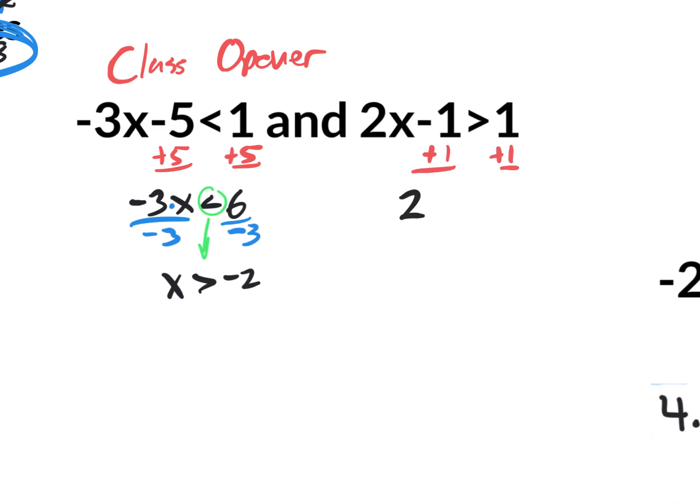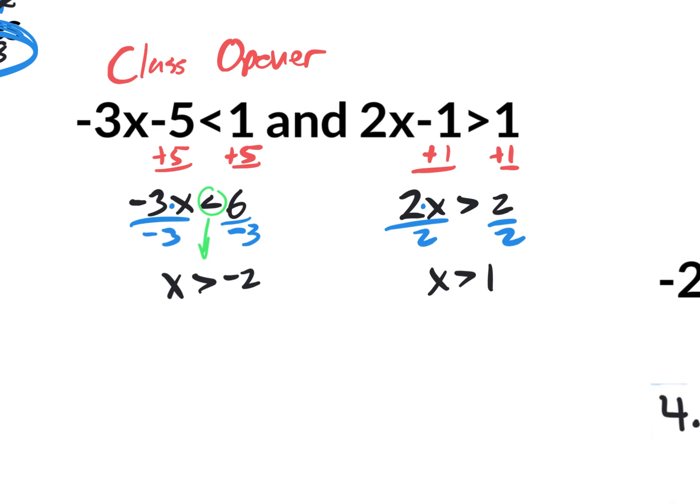You're going to rewrite it. 2x is greater than 2. That's really saying 2 times x is greater than 2. So we're going to do the opposite of multiplying, which is divide by 2, divide by 2. That gives you x. You do not flip the symbol because you didn't divide by a negative. That's just x is greater than 1, okay?